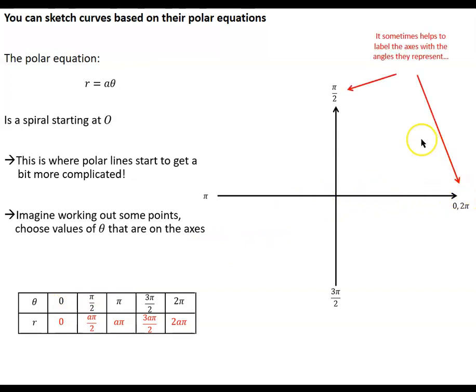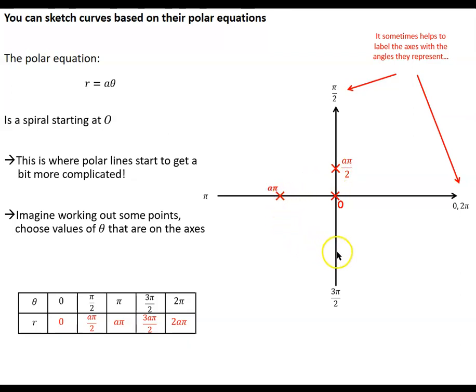It's a good idea to label the axes with the angles they represent, just to help you with your plotting. When my angle is pi on 2, my distance from the origin is a pi on 2, so I can plot that point there. I've defined this distance as a pi on 2. When I'm at pi, my distance from the origin is a pi, so that's going to be twice as far from the origin as this point.